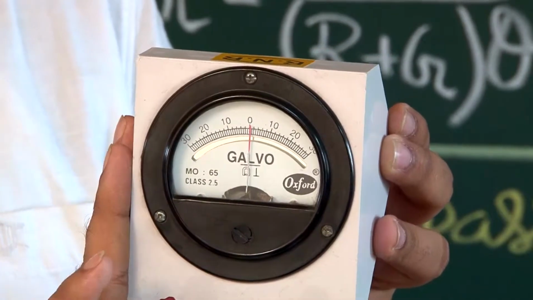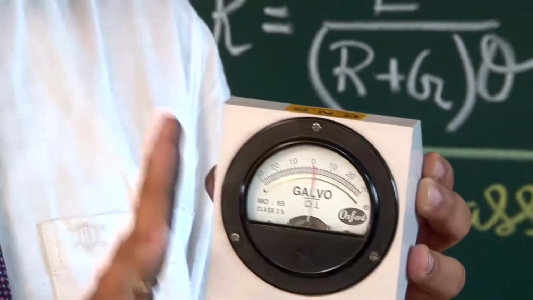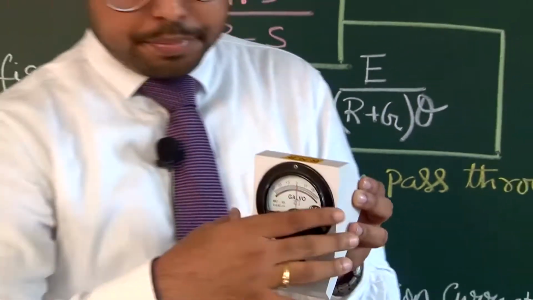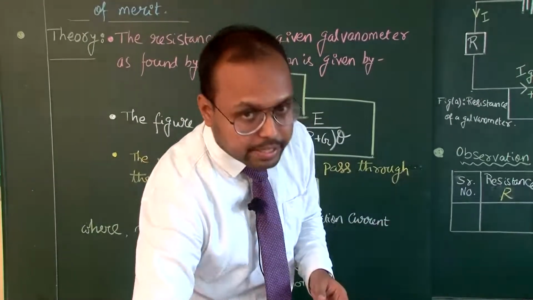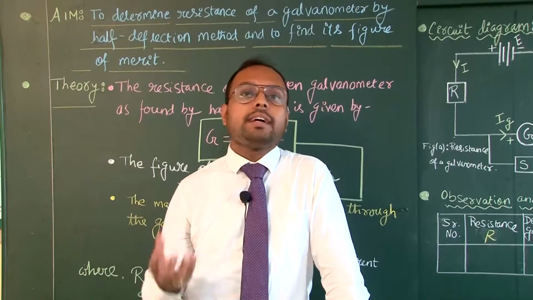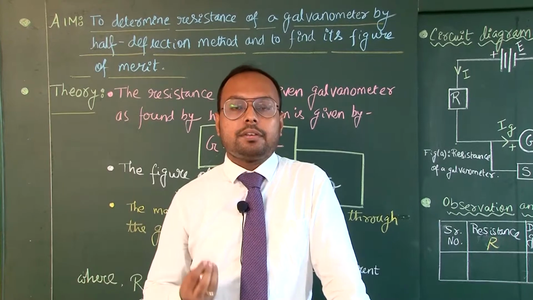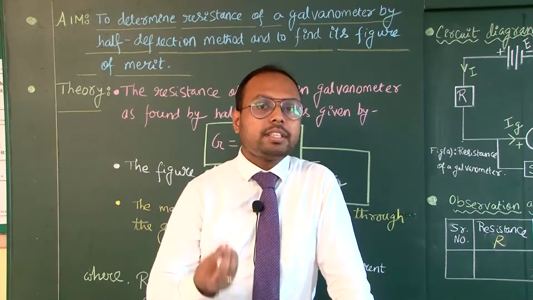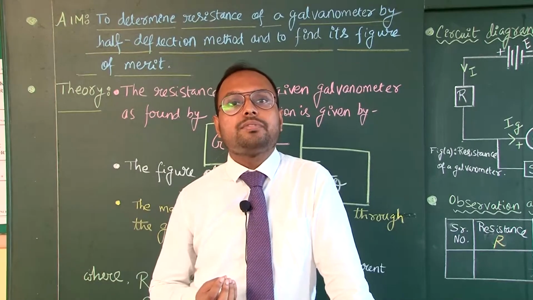With the help of this galvanometer, we will be calculating the resistance of this galvanometer and the figure of merit of this galvanometer. Now, what is figure of merit? The deflection shown by a galvanometer for unit current. Whenever I am sending a unit current through a galvanometer, how much deflection that galvanometer is showing, that is called its figure of merit.